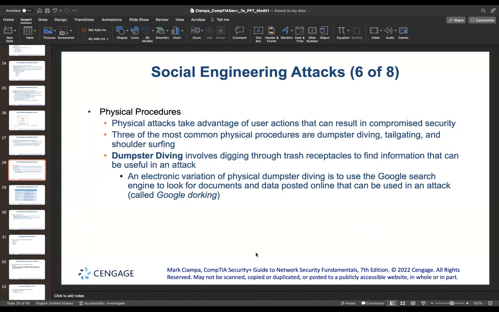Cool. So physical procedures. Physical attacks under the social engineering category take advantage of user actions that can result in compromised security. There are three that we want to look at: dumpster diving, tailgating, and shoulder surfing. Dumpster diving involves digging through trash to find information that you have discarded.